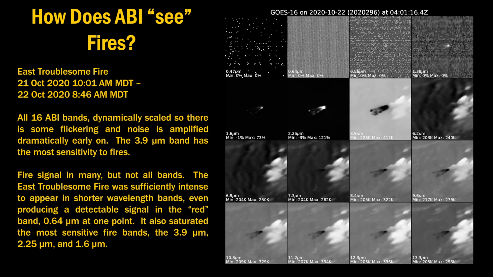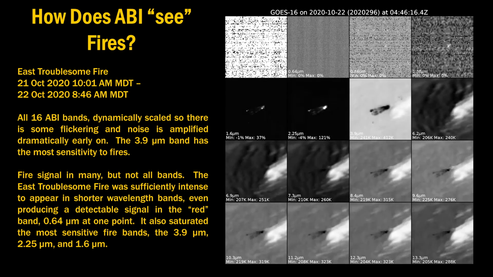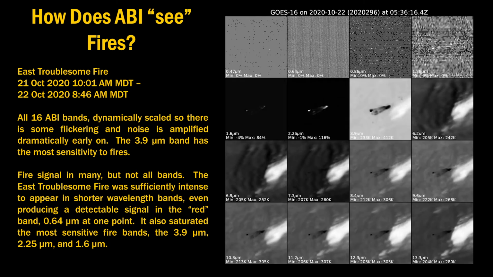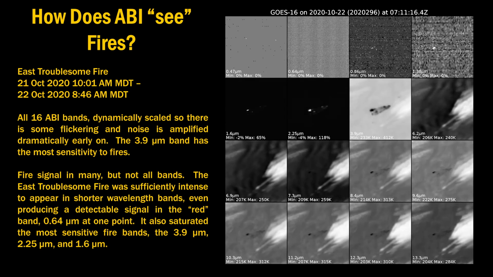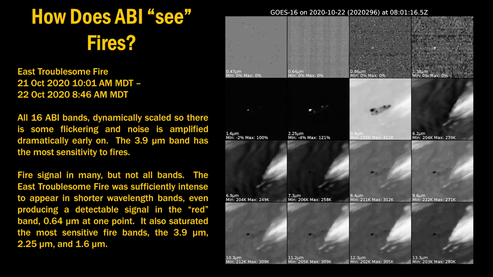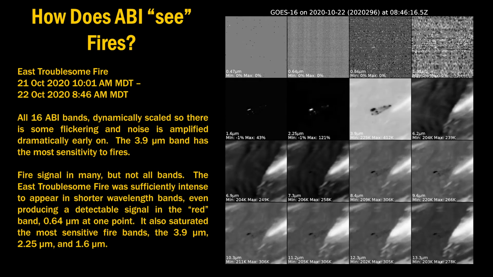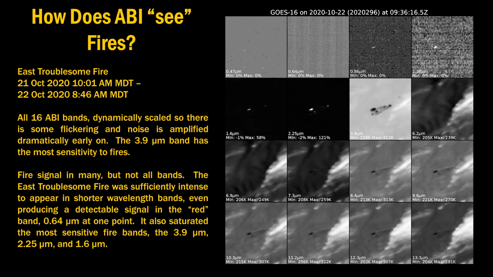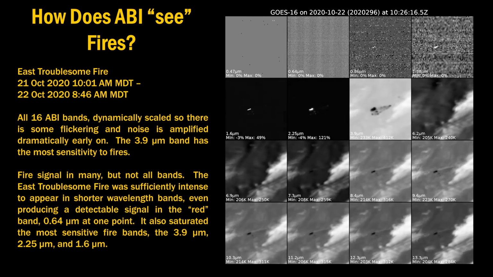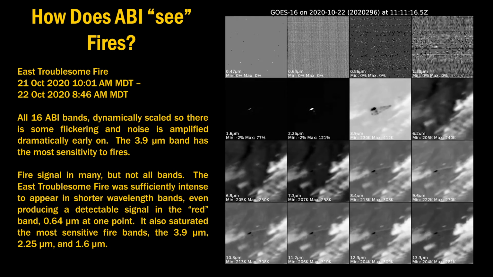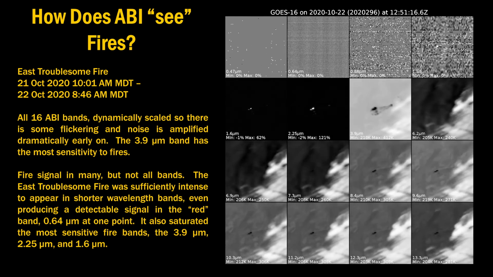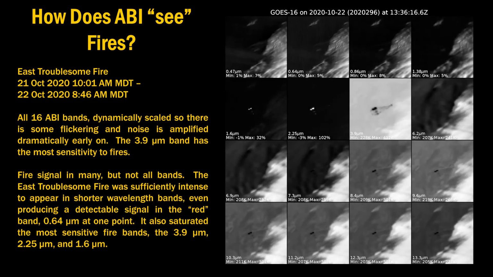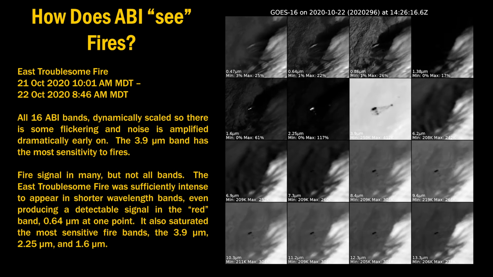Fires are black body emitters essentially, and they'll emit across a broad spectrum of frequencies. And you can see that in this loop, where the fire appears in many bands, not just the 3.9 micron that is best known for fire detection. This fire was sufficiently intense that we actually saw a signal in the 0.64 micron, aka red band, at night. It was only at one time step, but still, that is an incredibly hot fire to be detectable at that band. As you could see, it was mostly dominated by noise at other times.